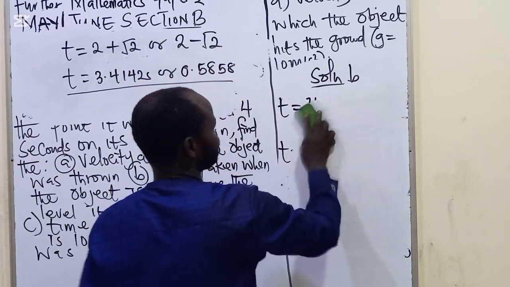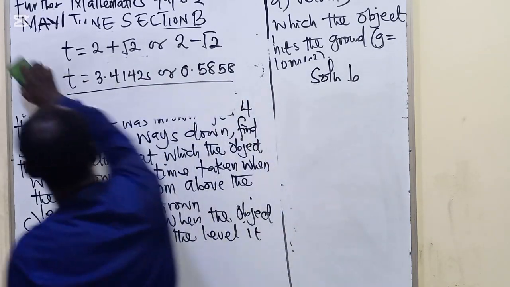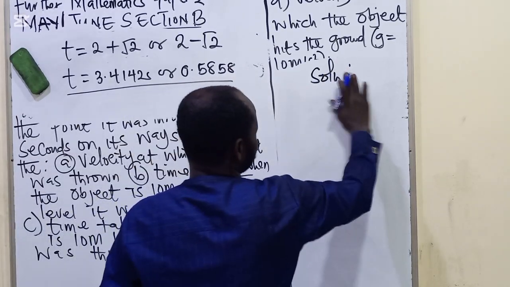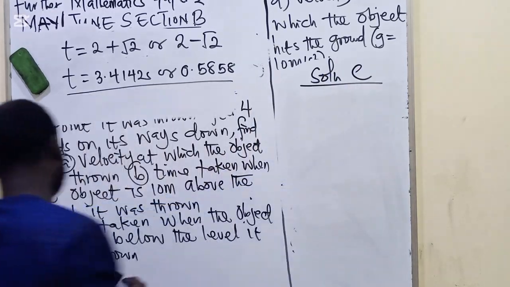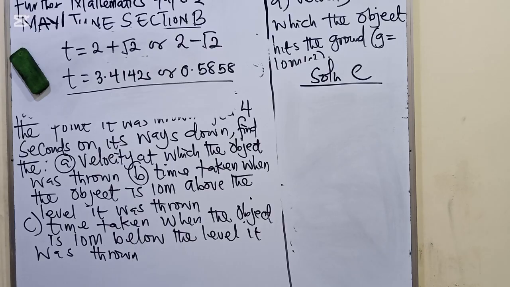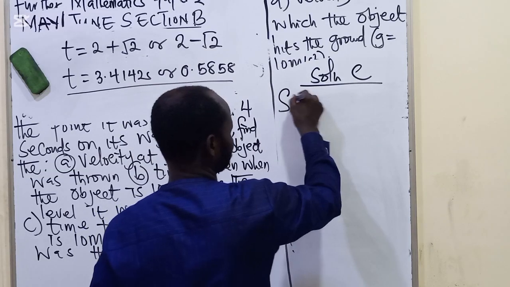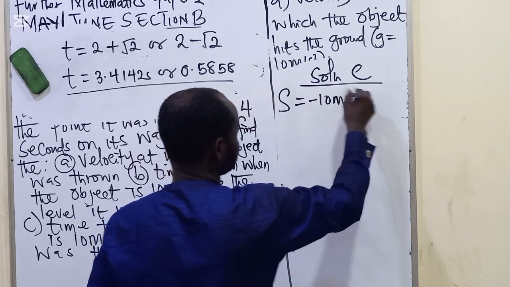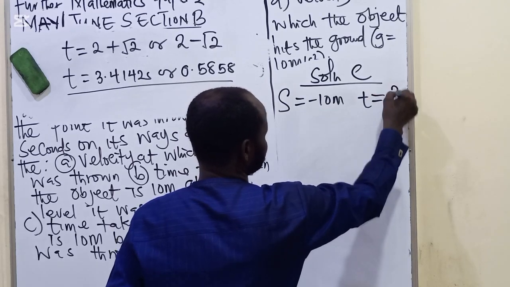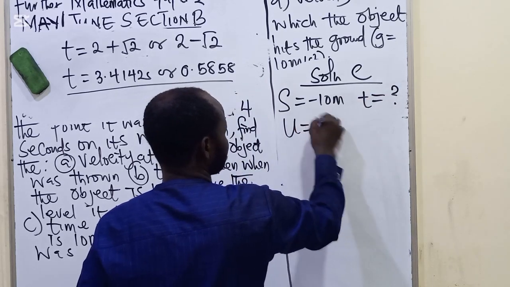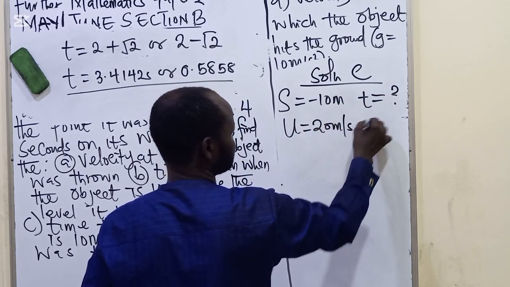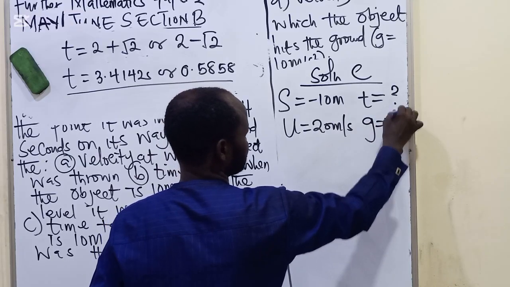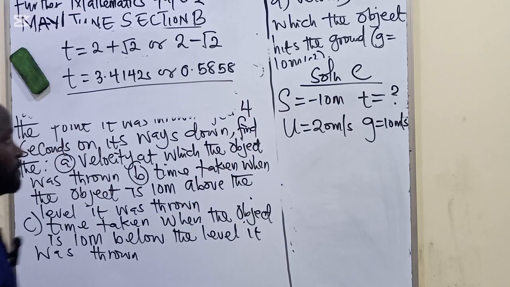Let's move to C. Solution to C. The question is very long, but we'll see how we can handle it. C now says the time taken when the object is 10 meters below the level it was thrown. Our displacement will be negative 10 because it is below. We're looking for t. Time t is the question mark. Our initial velocity now is 10 meters per second. G, of course, will be negative. Very important.